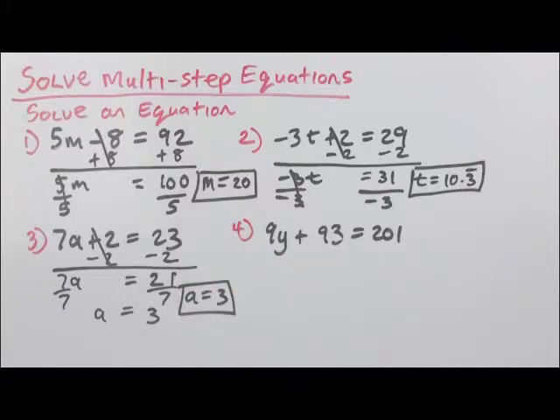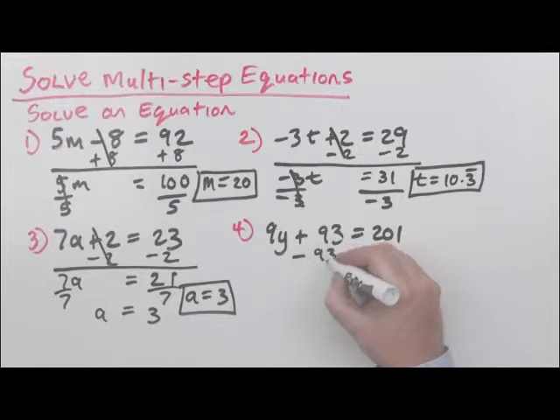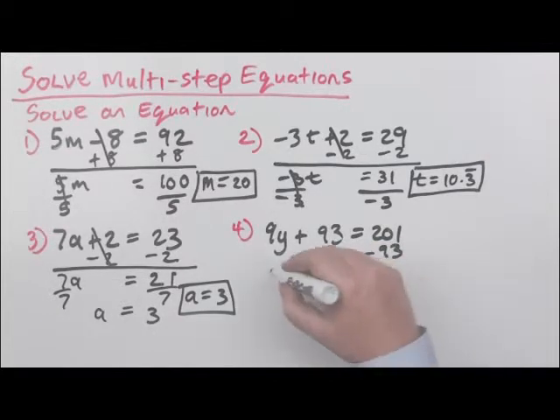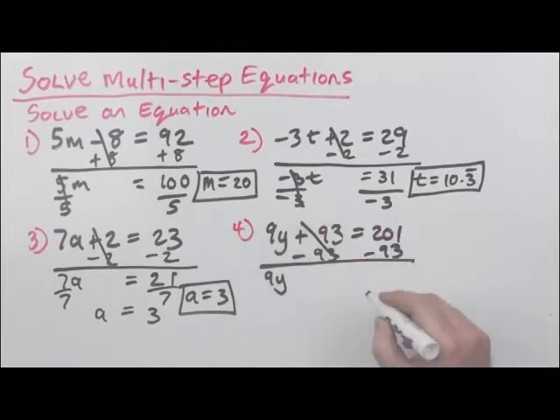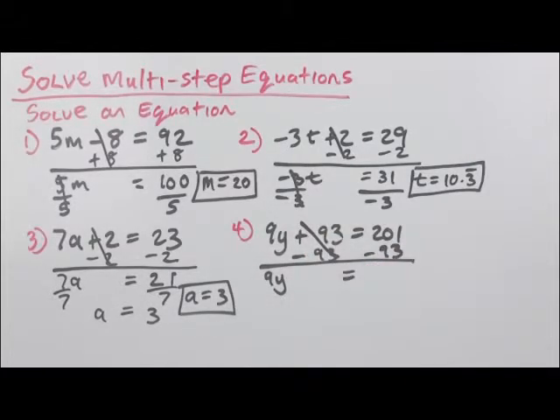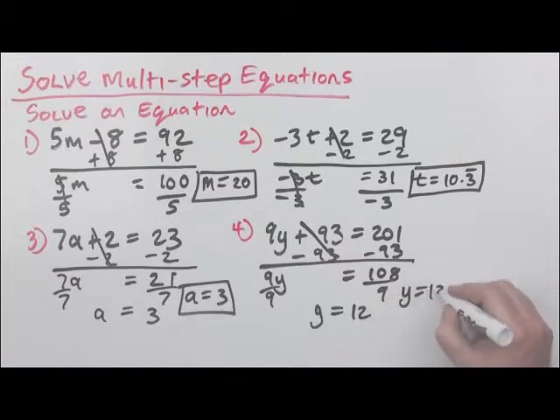Okay, and number 4, I'm going to subtract 93 from both sides. Let's see, that would be 9y, cancel out, is equal to, let's see, 108. Divide by 9, and y is equal to 12.